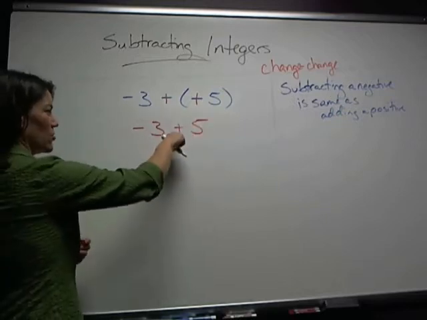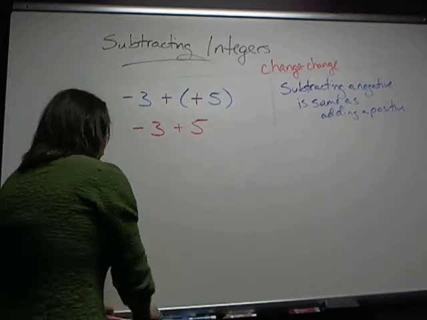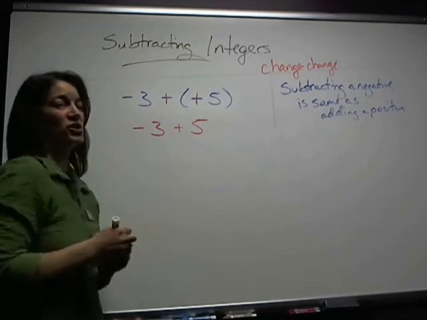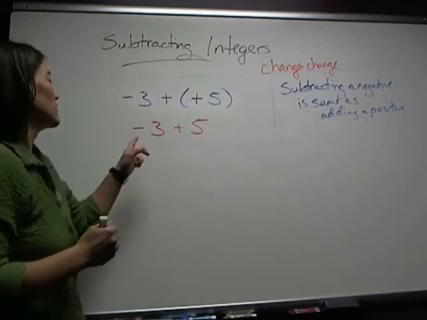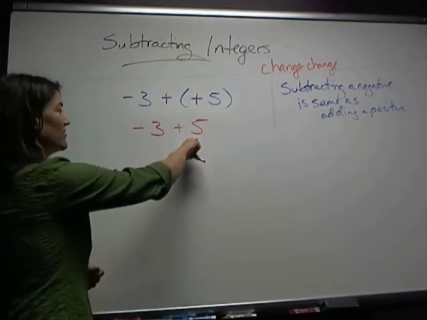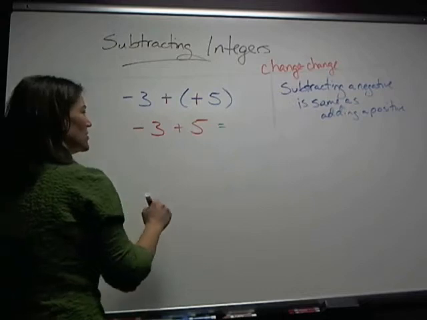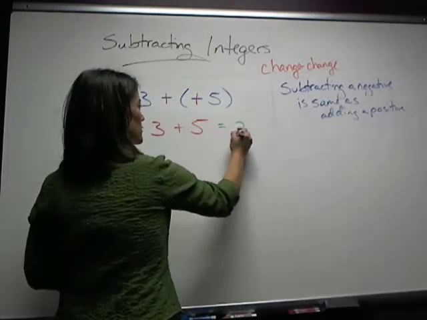But now I have to say, okay, I'm adding, I have to go to my two adding rules. The adding rules say these are one of each sign. So I subtract and keep the sign of the larger. My larger number is the 5. 5 is more than 3. It's positive, so my answer will be positive. 5 minus 3 is 2.